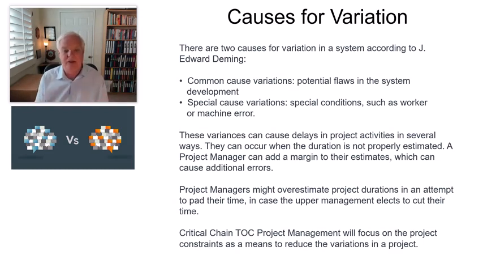Now, these variances can cause delays in your project activities in several ways. They can occur when the duration is not properly estimated. If I tell you that something's going to take a week, but it's actually going to take a month, I have already baked into the plan something that the project manager is going to run into and have a problem with. That's why when you're putting scope together, it is so important when laying that out and the initial schedule to be very accurate with your estimates.